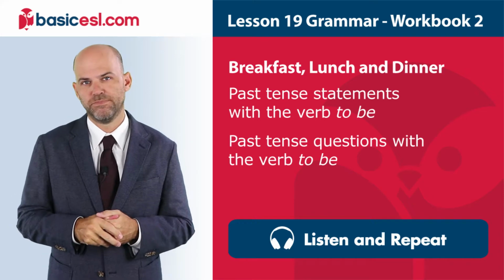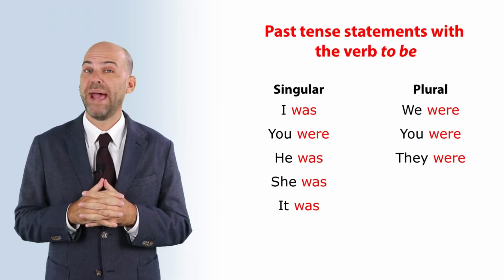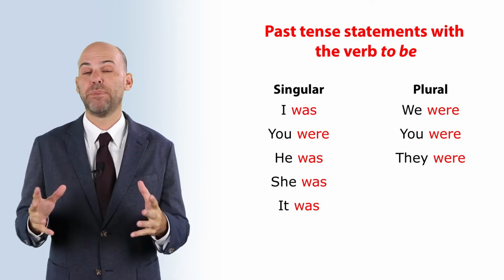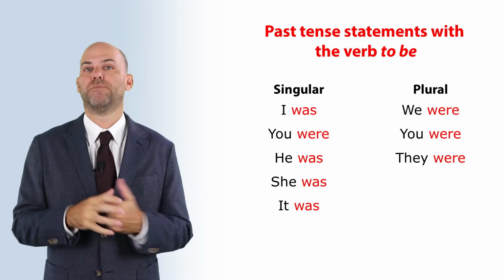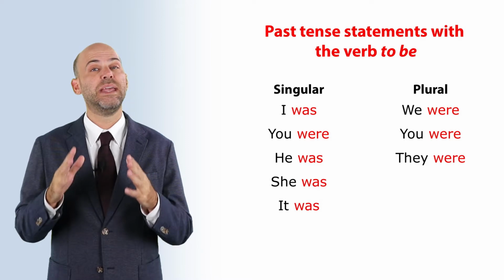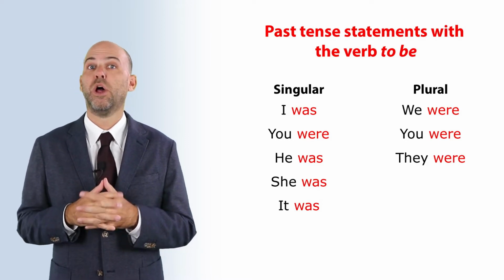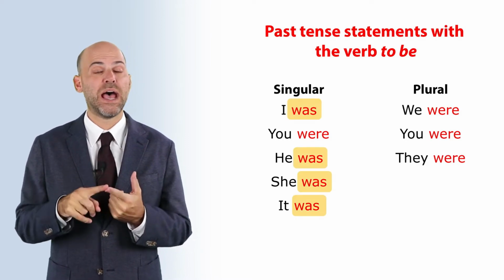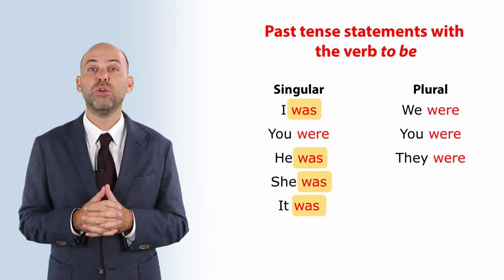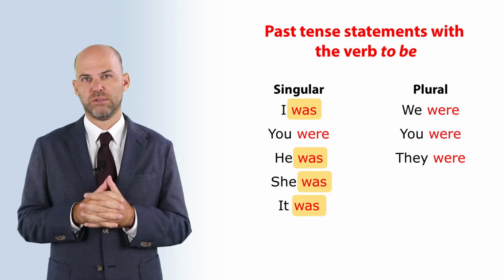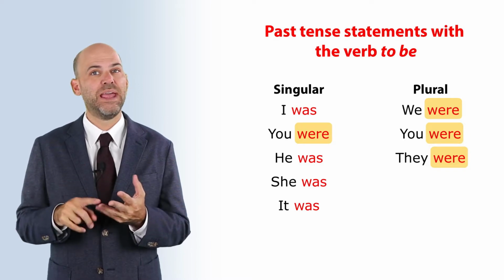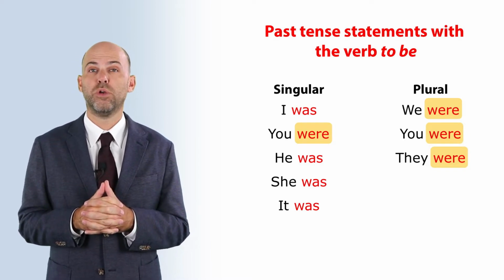Let's get started. We use the past tense to express actions that happened before now. The verb to be has two verb forms in the past tense. For the subjects like I, he, she, and it, we use the word was. For subjects like you, we, and they, we use the word were.